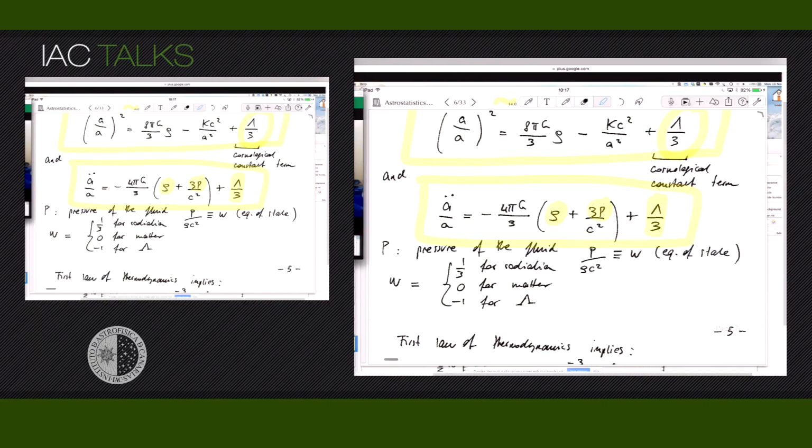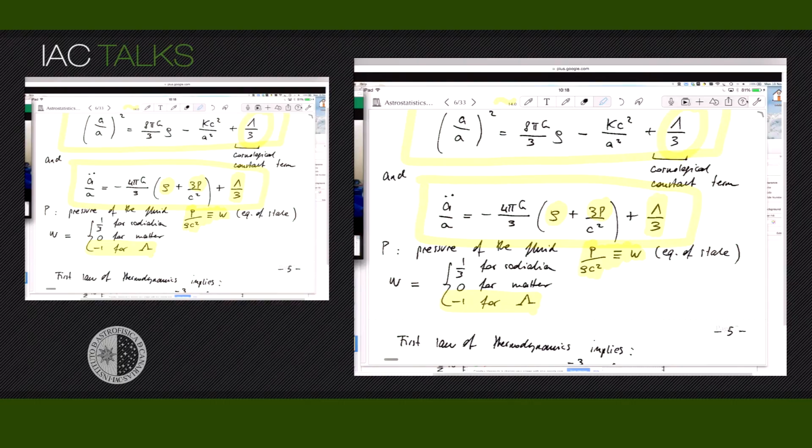Now, P is the pressure of the fluid, which is usually parameterized in terms of the ratio of P to rho, or w, the equation of state parameter. The equation of state parameter is 1/3 for radiation. If you have radiation, the pressure is equal to 1/3 of rho. It is 0 for matter, and -1 for lambda. And this is a very exotic equation of state that accounts for the strange properties of the cosmological constant. It means that the pressure is negative, and that leads to an accelerated expansion, as you can see from the above equation.